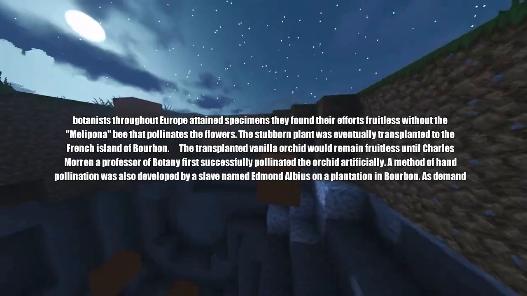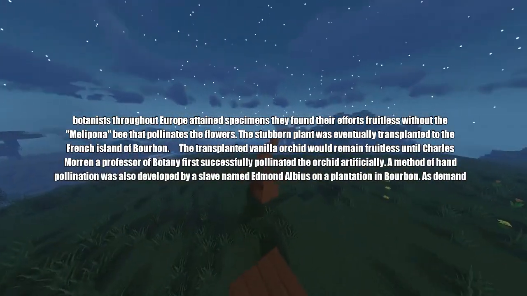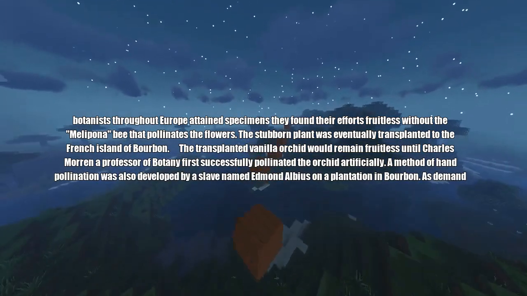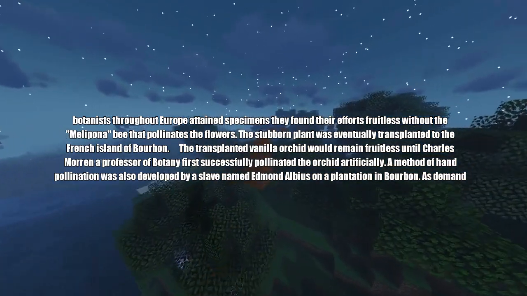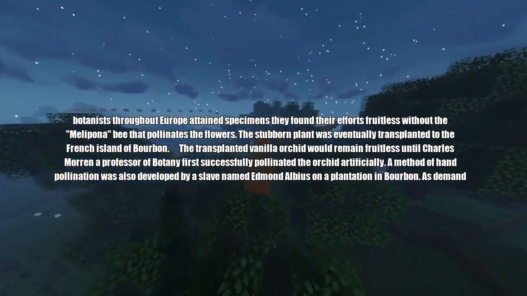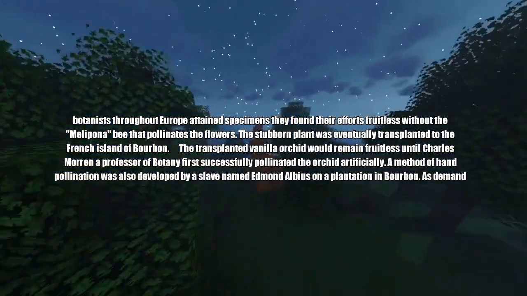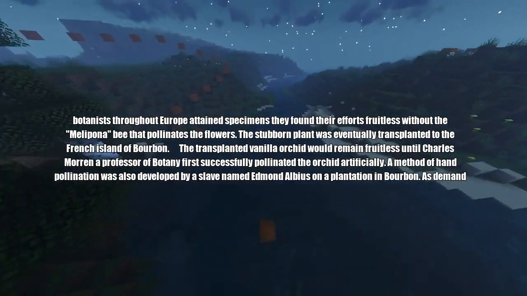Though botanists throughout Europe attained specimens, they found their efforts fruitless without the melipona bee that pollinates the flowers. The stubborn plant was eventually transplanted to the French island of Bourbon. The transplanted vanilla orchid would remain fruitless until Charles Morton, a professor of botany, first successfully pollinated the orchid artificially. A method of hand pollination was also developed by a slave named Edmond Albius on a plantation in Bourbon.